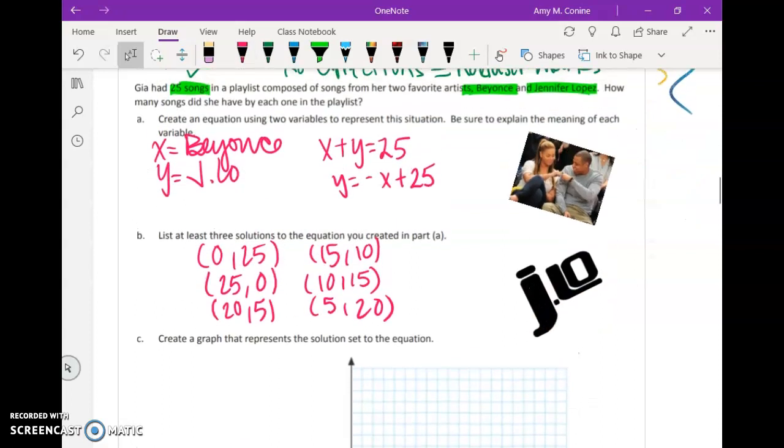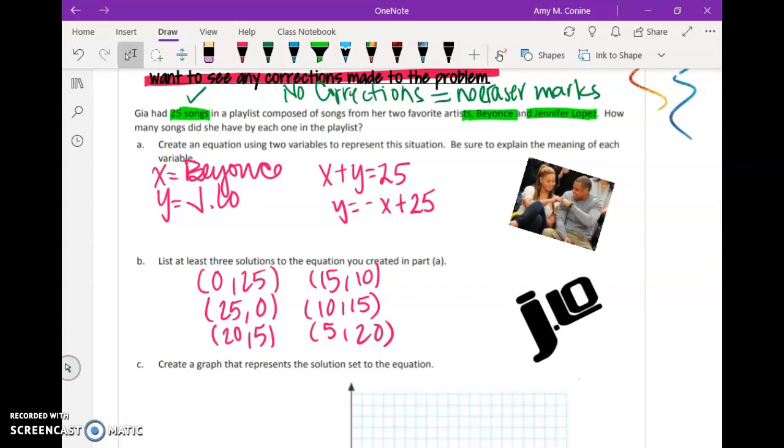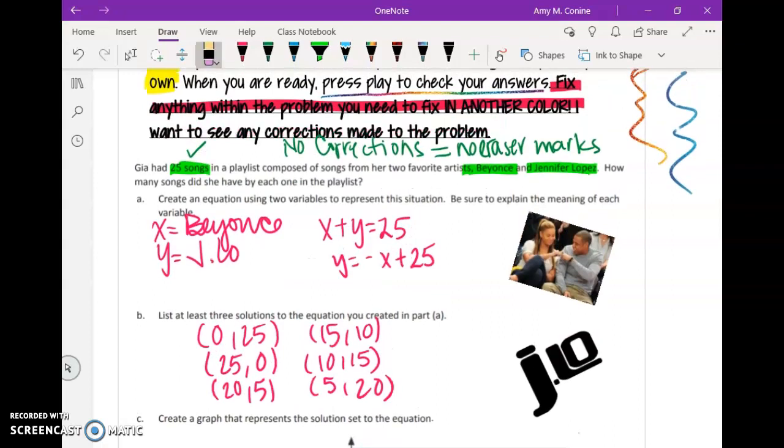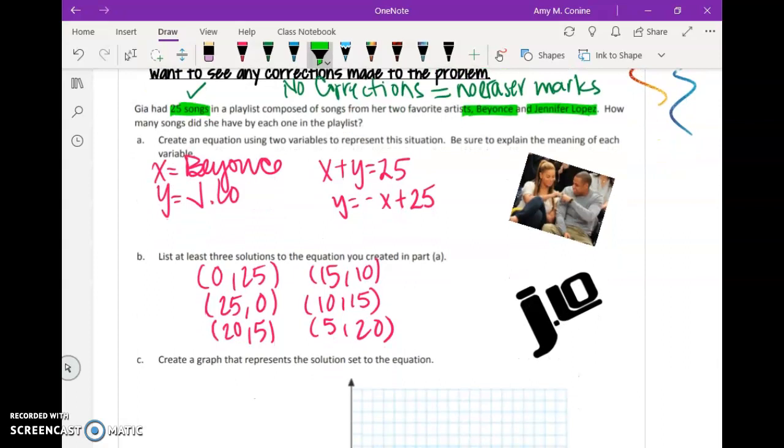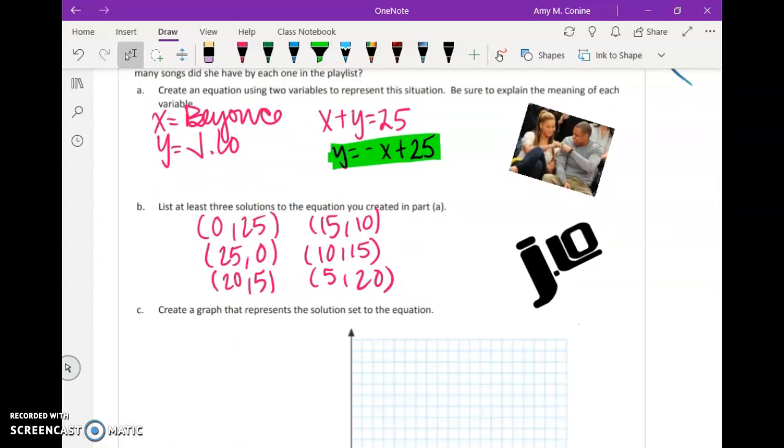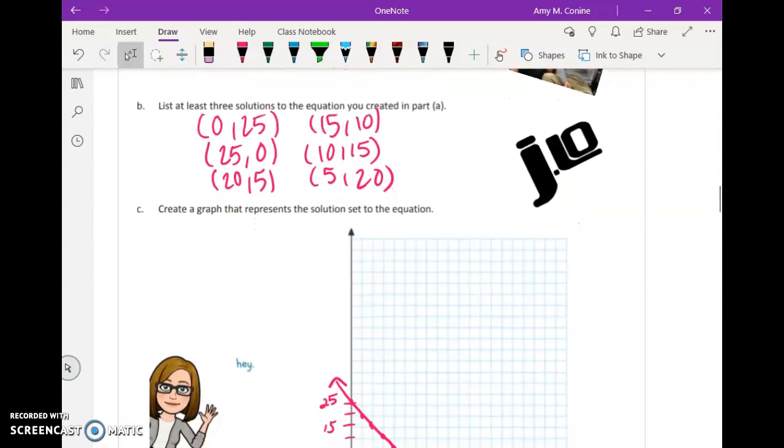At this point, you should be ready to check your work. After you've unpaused the video, remember, you need to do your corrections in another color. I should see all corrections done in another color. So for part A, I labeled Beyonce as x, JLo as y, and I have this equation, y equals -x plus 25. It says list at least 3 solutions to the equation in part A. There are actually 6 really good ones because this example is very similar to the last one we just did, so I gave you all 6 to make sure that you were good to go.